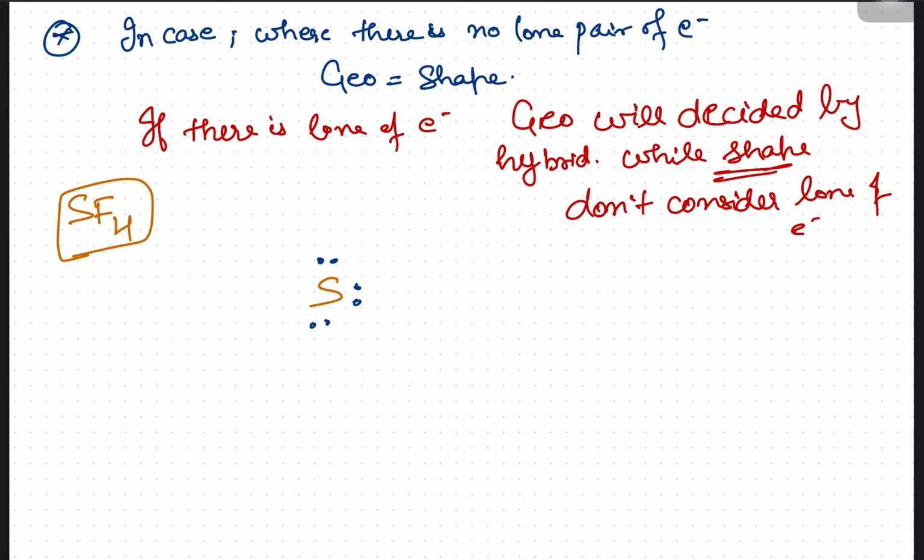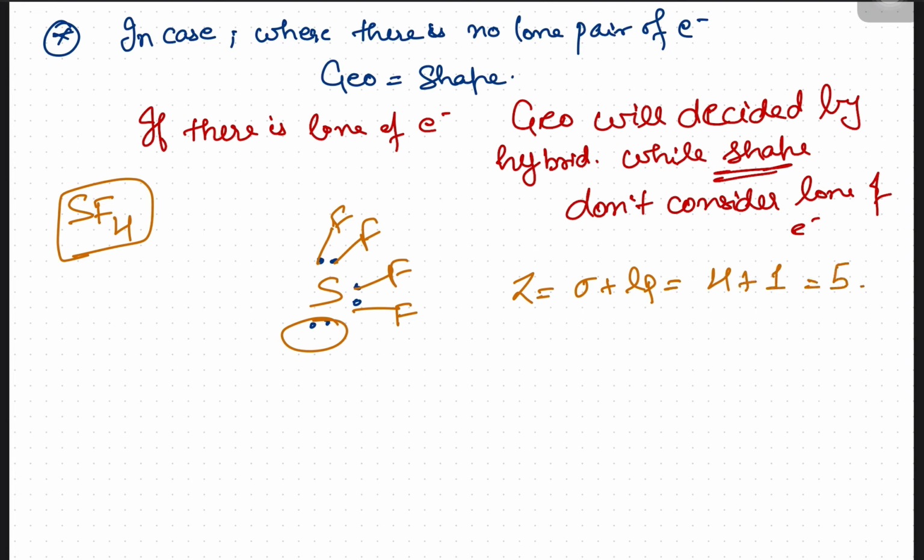With the 4 electrons, it will make 4 bonds with the fluorine. So now it is left with one lone pair of electrons. Now what is Z? It is sigma plus lone pair. Sigma here is 4 and lone pair is 1, so Z is 5.